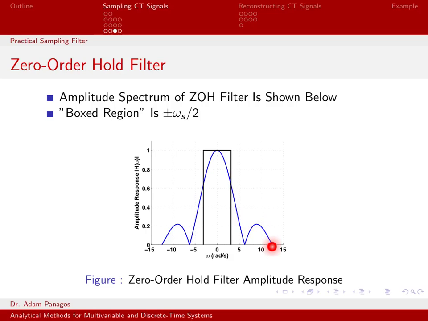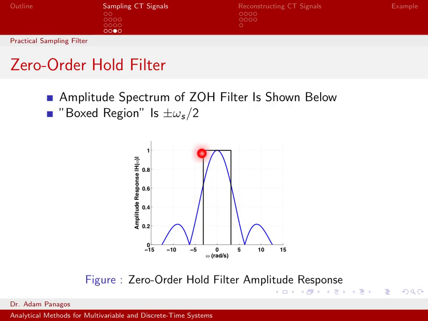So you can see here 0 is DC. So DC or constant signals get passed with a gain of 1. And then as frequency goes up, the amount of attenuation on these higher frequencies goes down. So this is why this is a low-pass filter.